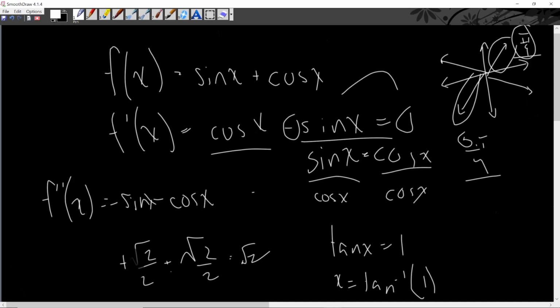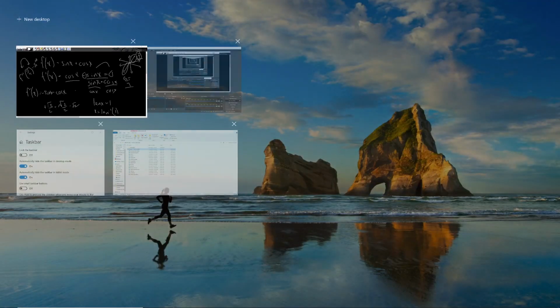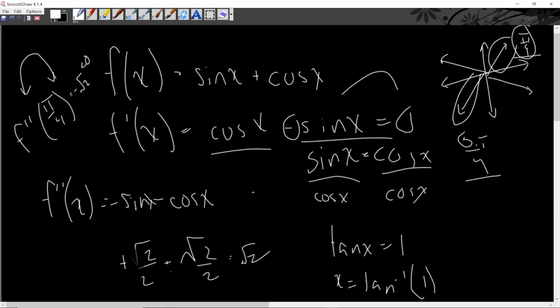But we know that the second derivative at pi over 4 was equal to negative root 2. So this will be less than 0, which means that the graph is concave down. And then, okay, I can draw this: the horizontal tangent will be at pi over 4. So this will be a local maximum.